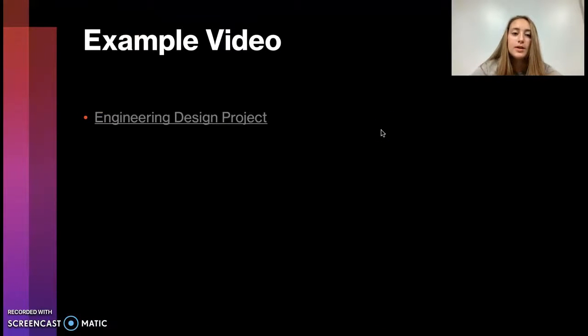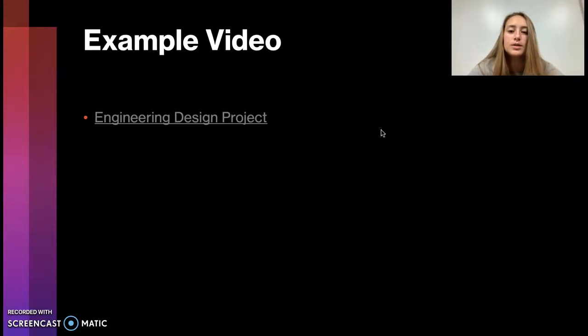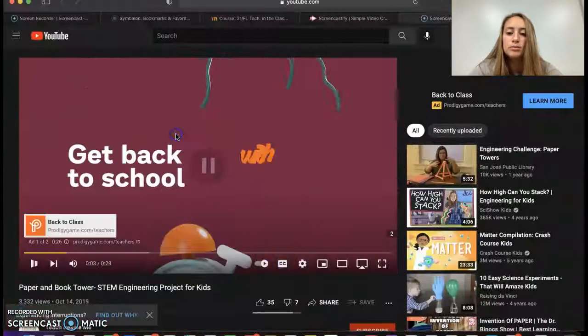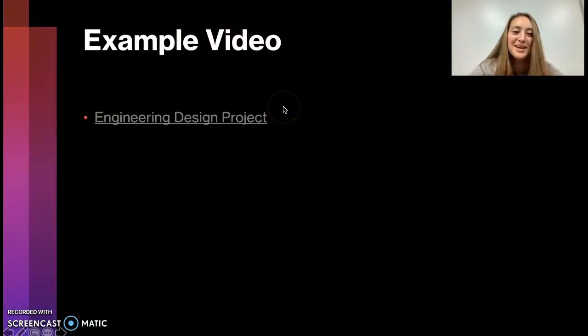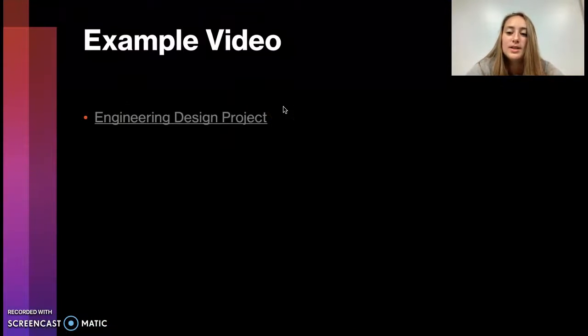Okay, so with that video, I thought it was kind of an easy engineering project. Anyway, I thought that was kind of an easy engineering project that kids can do because all they're doing is stacking books. And you can see how he had to kind of come up with a hypothesis of how many books he thought it could hold. And then he also had to do some problem solving towards the end to get it to stay up because it was tilting.